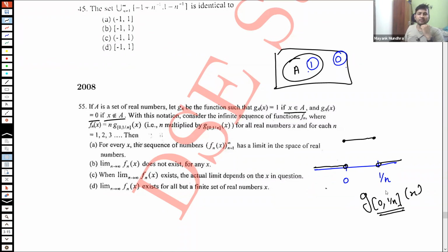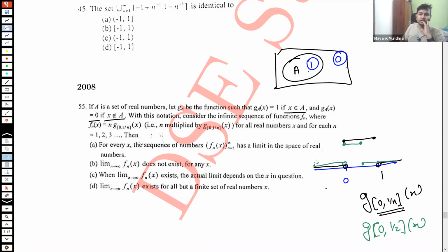So this is g of 0 to 1 by n. If you take n equals 1, this becomes g of 0 to 1. Similarly, for n equals 2, g of 0 to 1 by 2 of x would basically look like this: 0 till here, 1 here, till half it will take a value 1 and then again becomes 0.